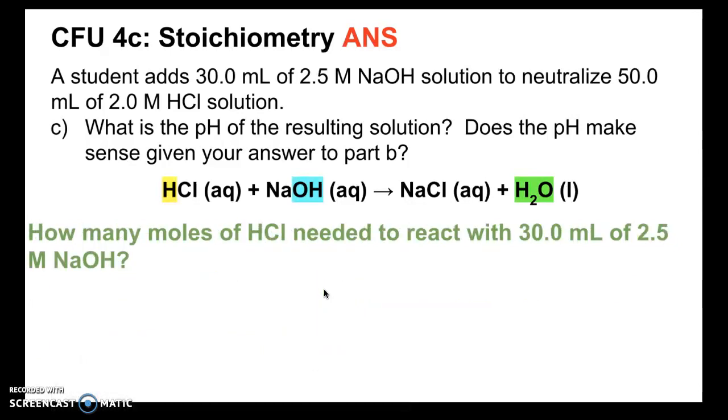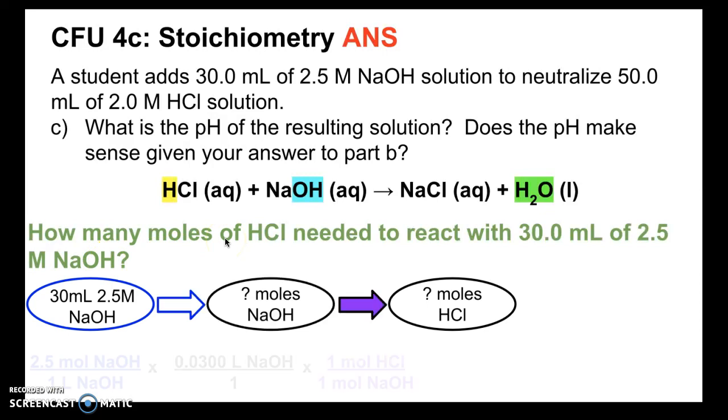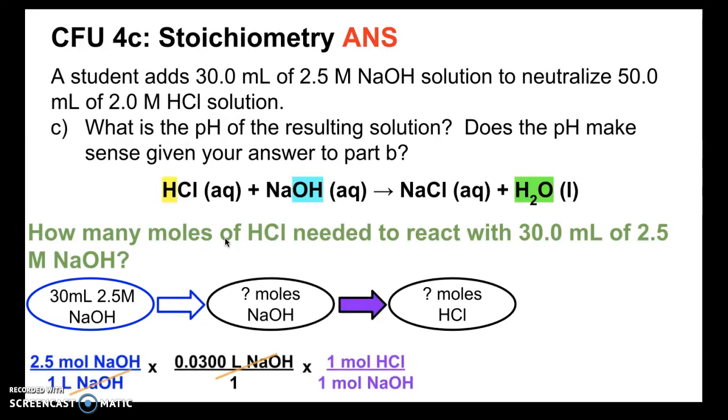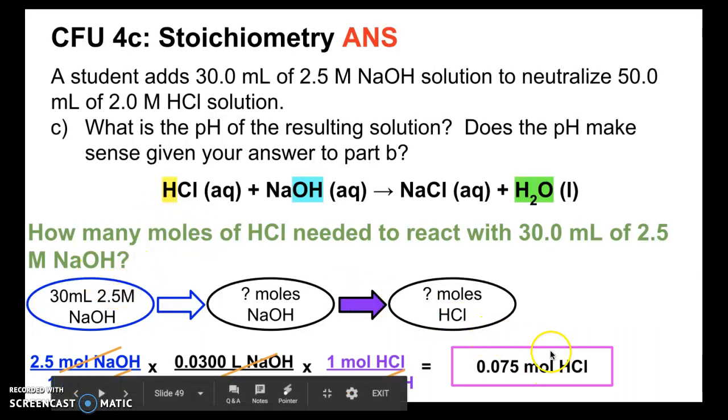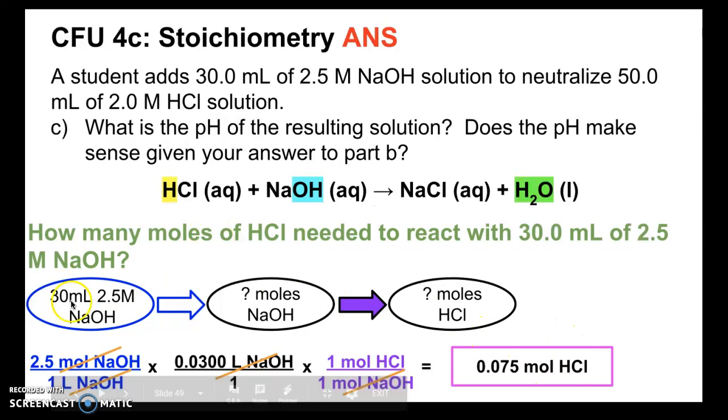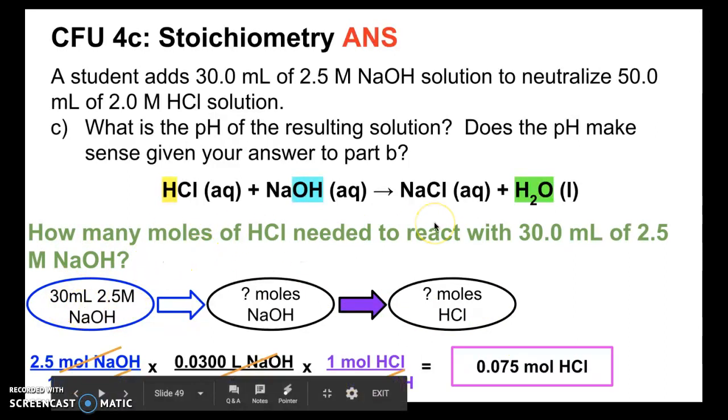So let's start with finding out the moles of HCl that we need. We use. We need to ask ourselves how many moles of HCl are needed to react with 30 milliliters of 2.5 molar NaOH. All right, so this is what our math would look like. So according to this, we would need 0.075 moles of HCl to react with this amount of NaOH.